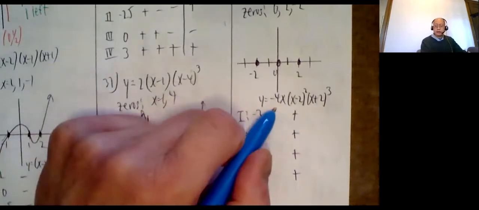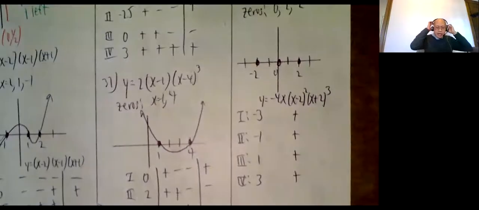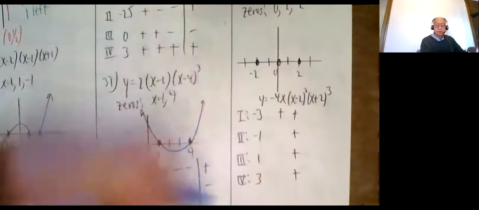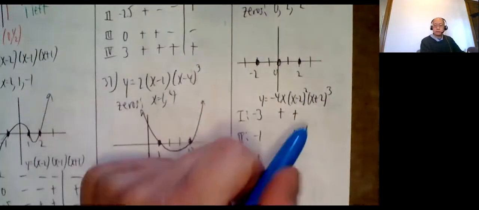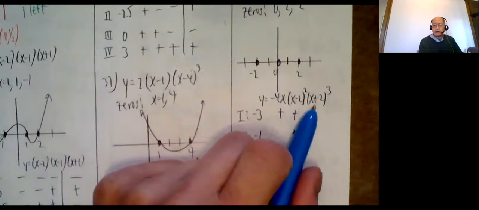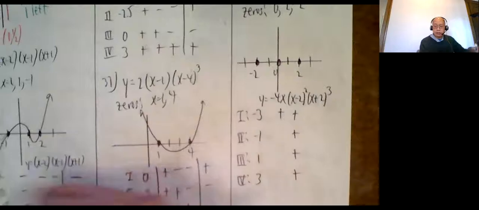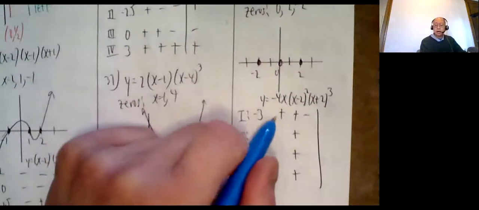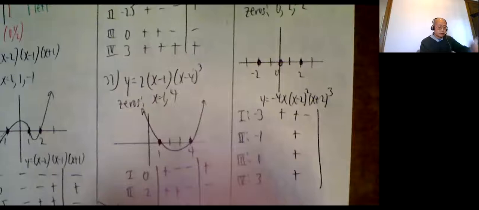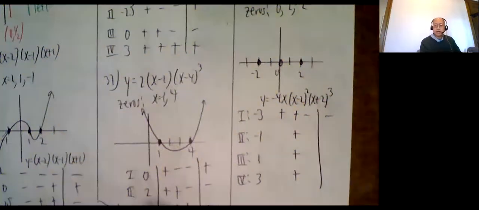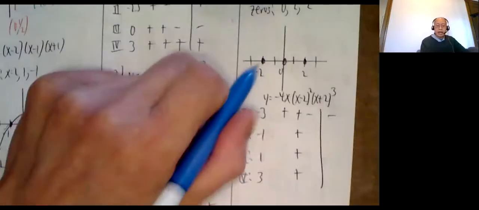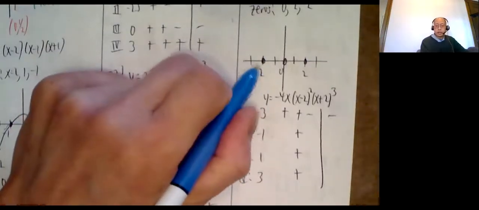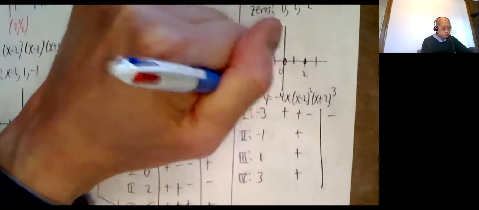-3. -4 times -3, positive. -3 plus 2, -1. Cube it, it's still -1, so it's negative. Positive times negative, negative. Negative here. There are no more zeros to the left of this point, so it shoots down toward -infinity.